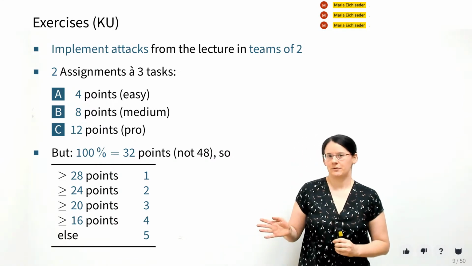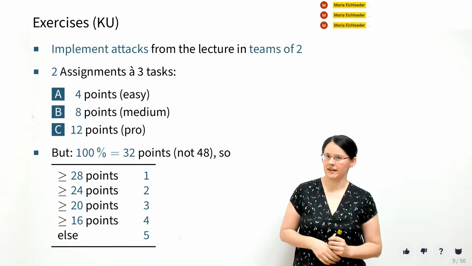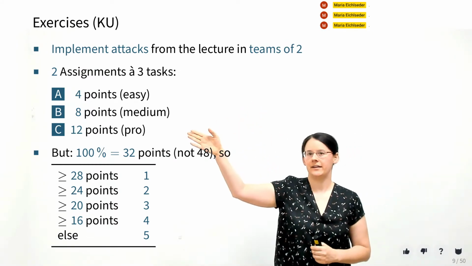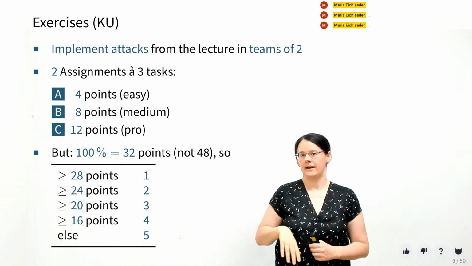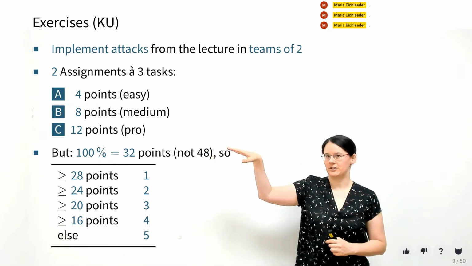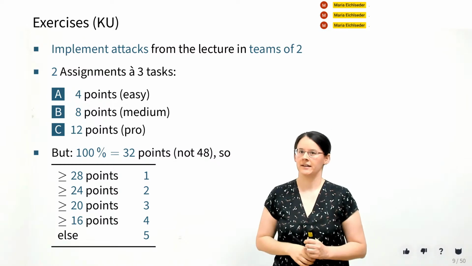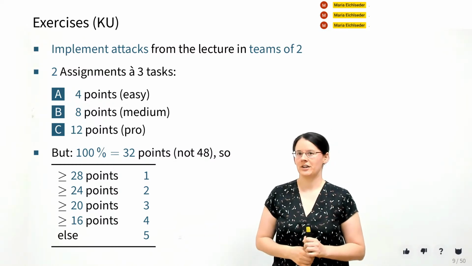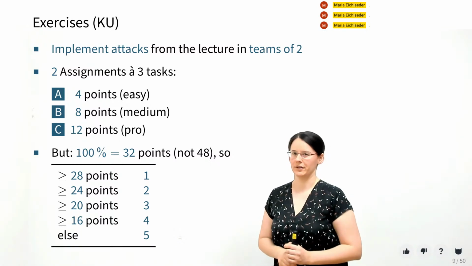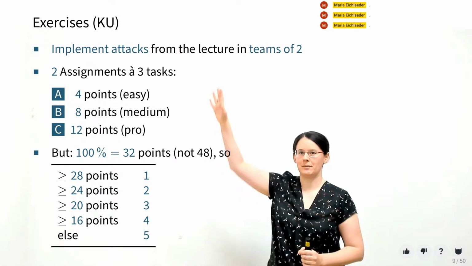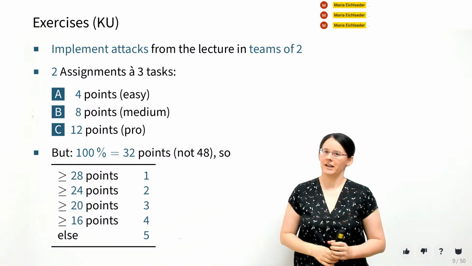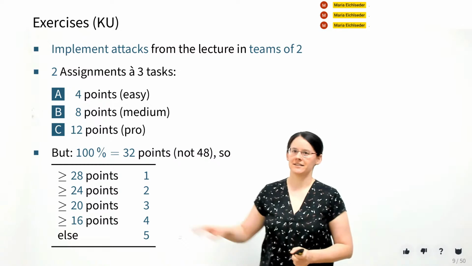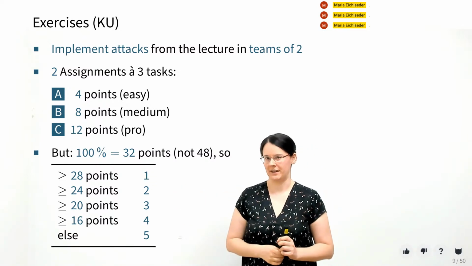Each of the assignments that we have has 3 tasks, a relatively easy and short one, a medium one, and one that is more effort. And they're usually independent from each other, so you can start wherever you like and do whichever ones you like. The good news is to reach 100%, you don't actually have to do all of them. So if you sum up the points here and multiply it by 2, you will notice that you can achieve a total of 48 points, but we act as if 32 is 100%.